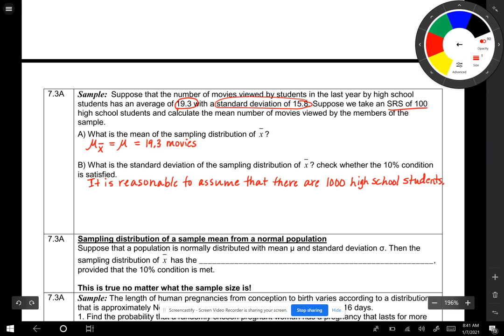Okay, so now that we know that the 10% condition is satisfied, we can calculate the standard deviation of the sampling distribution, which is equal to the standard deviation of the population divided by the square root of n, and that would be 15.8 divided by the square root of 100. At least this is an easy calculation. So you have 15.8 divided by 10, and that is just 1.58.